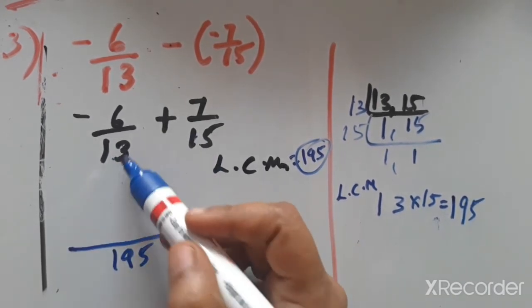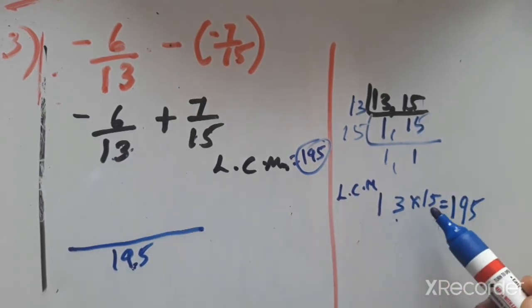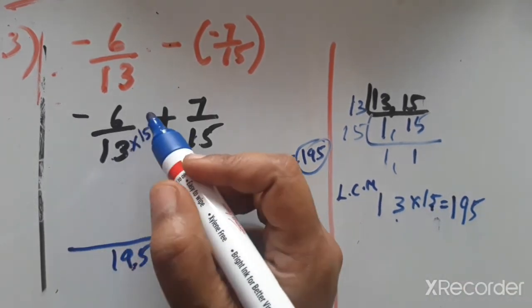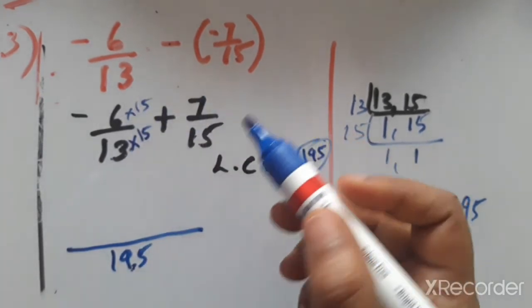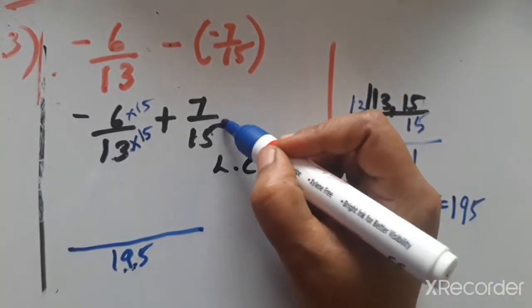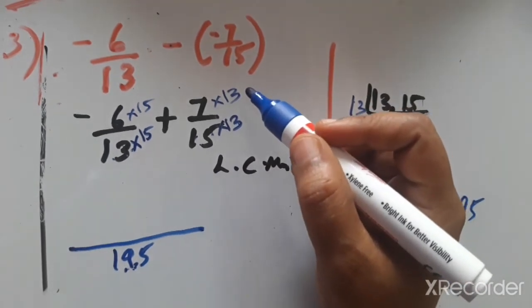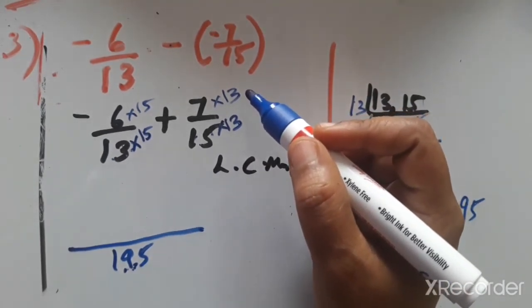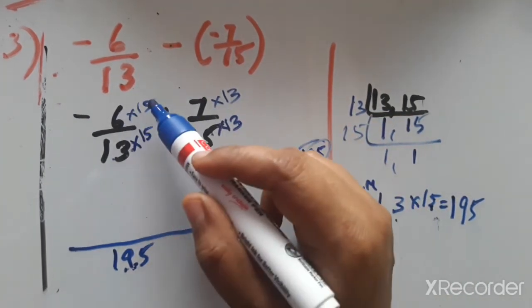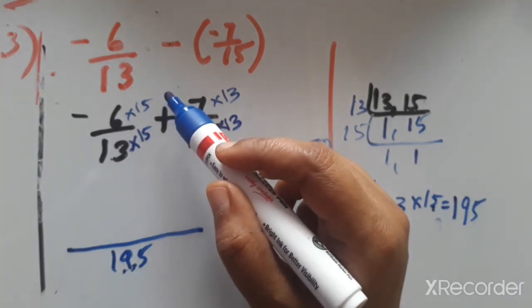Now write the LCM of 13 and 15, that is 195. Now equalize into the LCM value. 13 how much are 195? 13 15s are 195. The same number we have to multiply up, 15. 15 how much are 195? We know that 15 13s are 195. So 15 into 13, the same number we have to multiply up. Now 6 into 15, 15 into 6 is 90.